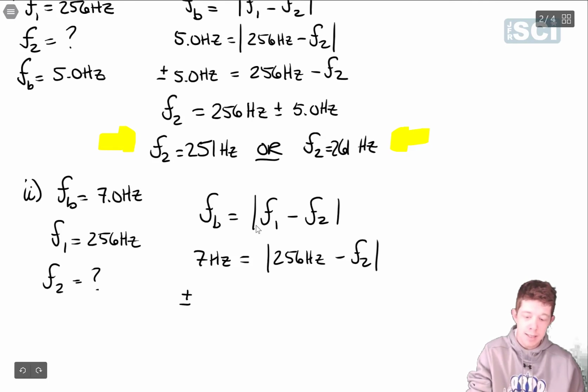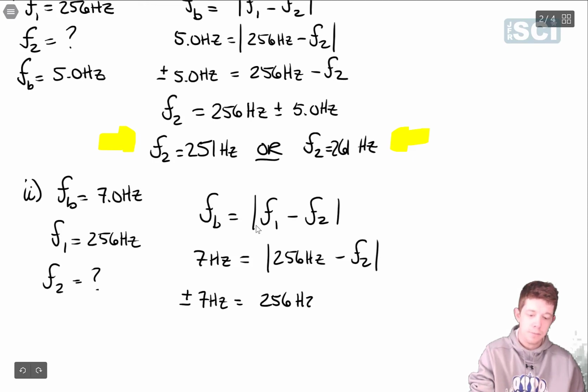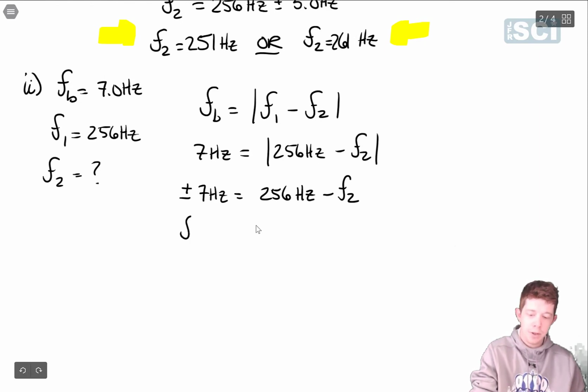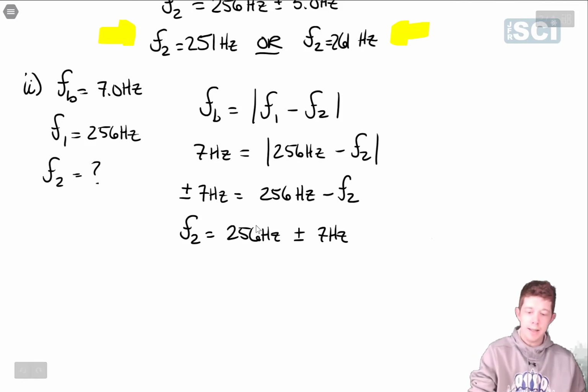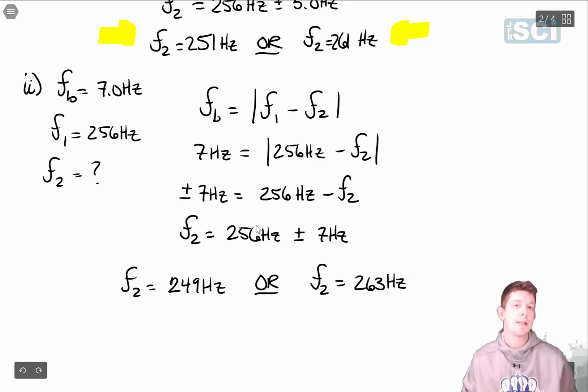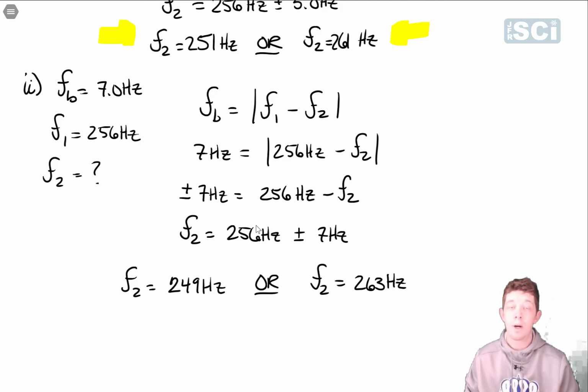So I'm going to say plus or minus 7 hertz is equal to 256 hertz minus F2. Now isolate for F2 again. We get F2 is equal to 256 hertz plus or minus 7 hertz. And so when we do that, we get that F2 is either 249 hertz or that F2 is 263 hertz. Now, immediately this tells us exactly what that second tuning fork had to be.